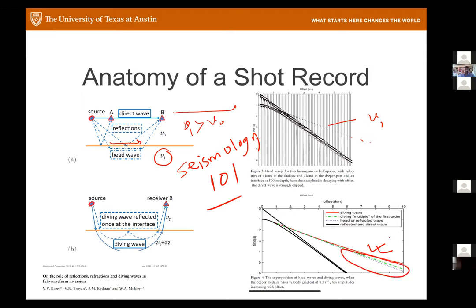And it turns out that the multiply reflecting diving waves have much stronger amplitudes. So now you are able to see those very clearly at large offsets. You can actually see that. So head wave amplitudes are kind of enhanced by combining them with the diving waves. So that way we can use these together and that will help us build a velocity model.